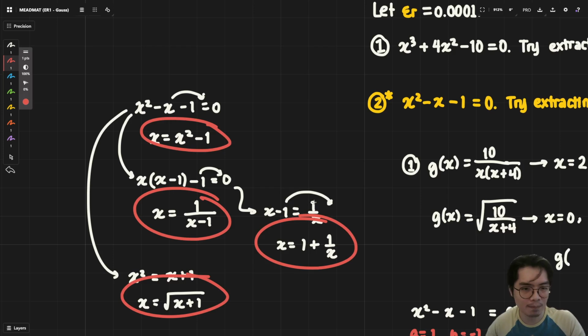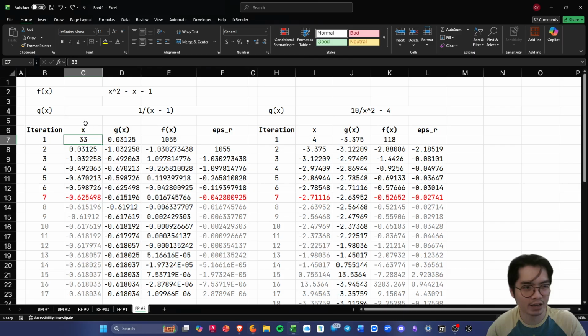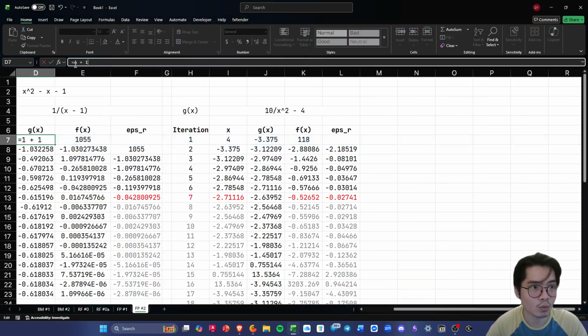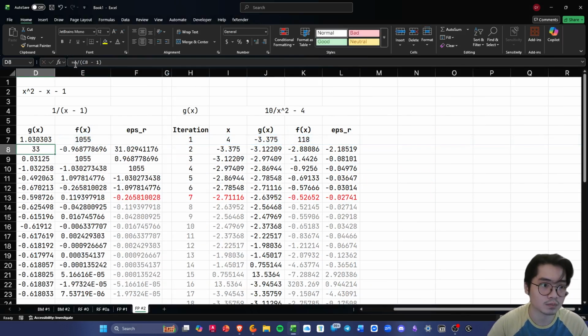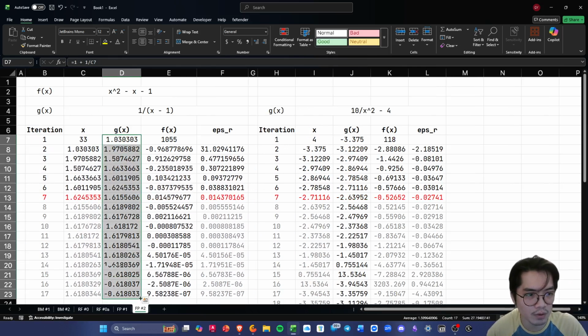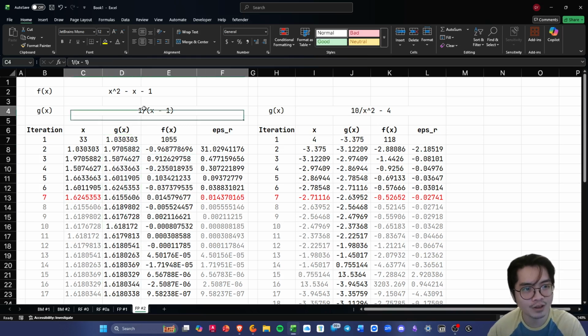And what about 1 plus 1 over x? Let's try that. 1 plus 1 divided by x. Okay, try this now. Maybe this will get us to our value. Oh, it does. This is for the other one. This is for the positive root. There you go.